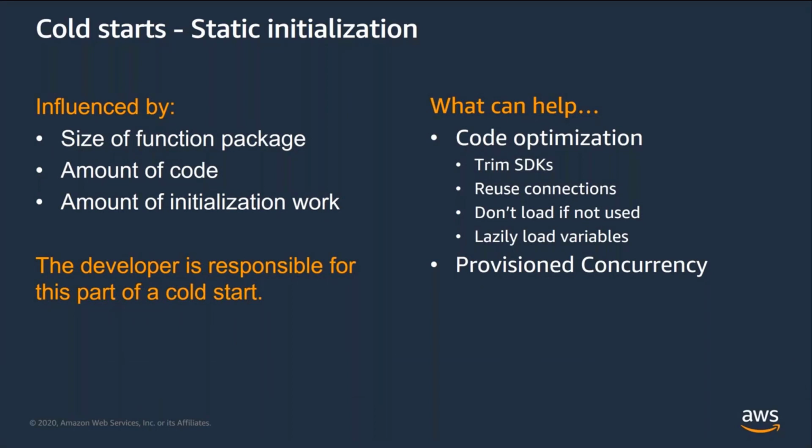In this portion of the cold start, it's entirely influenced by only a couple of things. First, the size of your function package in terms of imported libraries and dependencies and Lambda layers. It's really important to be efficient in importing only what you need. Next is the amount of code and the amount of initialization work. The key thing to remember is that execution environments are reused. So what can you do to optimize here?